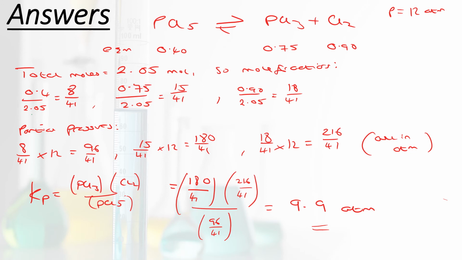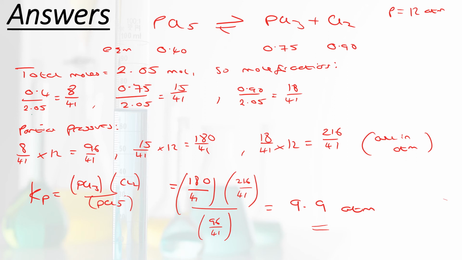Now we consider our partial pressures. Remember that to calculate the partial pressure, we take the total pressure and multiply it by the mole fraction. Our partial pressures here will be in atmospheres, because our total pressure is in atmospheres. Make sure the units always match. And so the partial pressure for our PCl5 is the total pressure, 12 atmospheres, multiplied by its mole fraction, 8/41. That comes out to be 96/41 as a fraction.